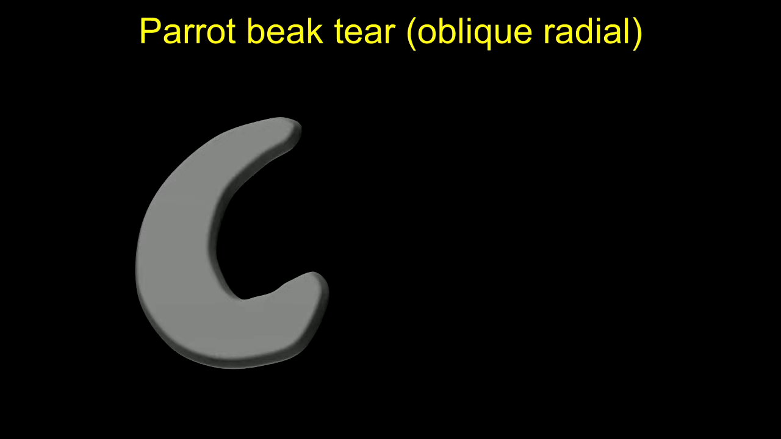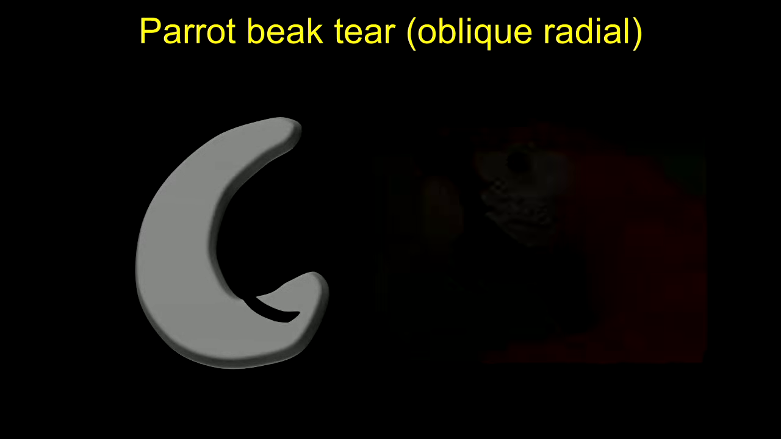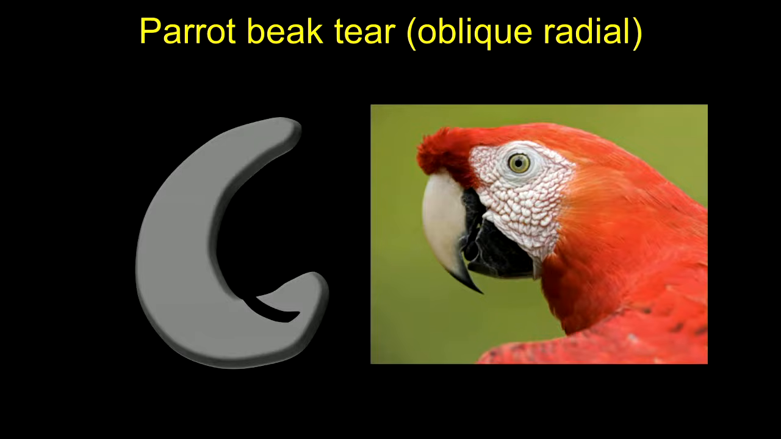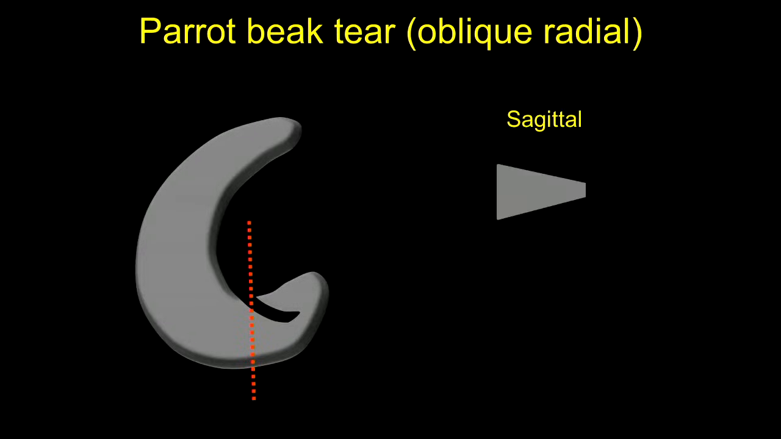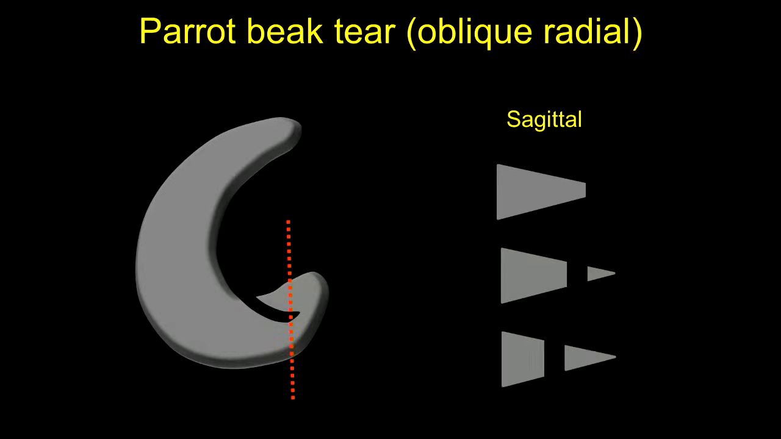Parrot beak tears are more obliquely oriented, as you can see in this example, and it's been likened to the shape of a parrot beak. If we take a slice through the edge of the tear, you'll see the standard little truncation of the free edge, but as you pass through the tear, you'll see the signal abnormality migrating through the substance of the meniscus, and this has been called the migrating cleft sign.